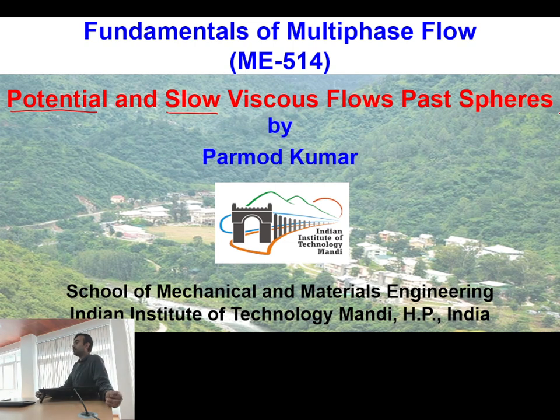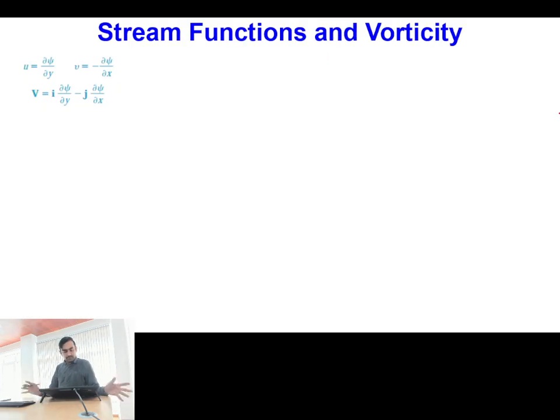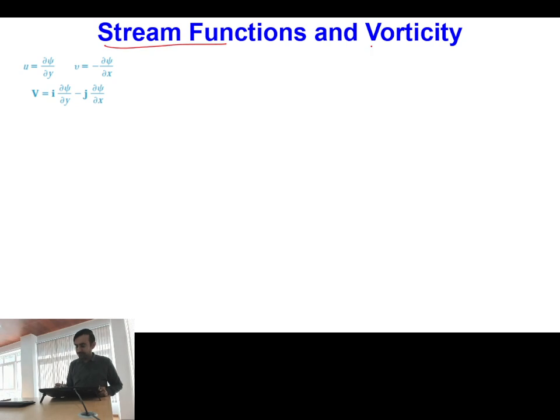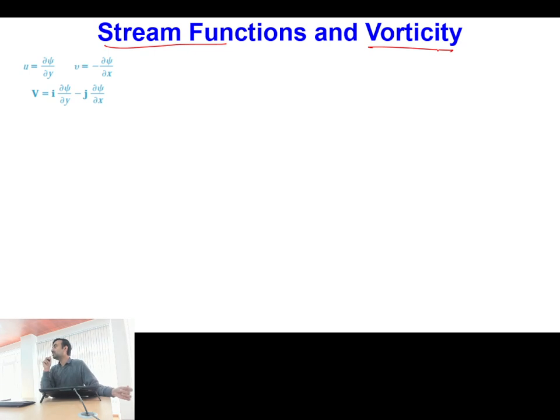And whenever I am talking about the spheres, I am considering that the shape of the particles is spherical. It can be a solid particle or it can be a fluid particle. Okay, so before going to this analysis, first quickly I will recapitulate the concepts of stream function and vorticity. First, why we want to study these concepts? Because whenever I will be talking about the flow past spheres, I will be taking the advantage of axis symmetry.